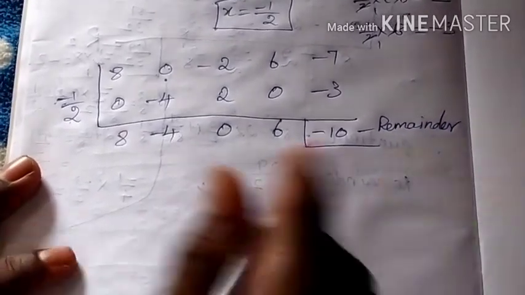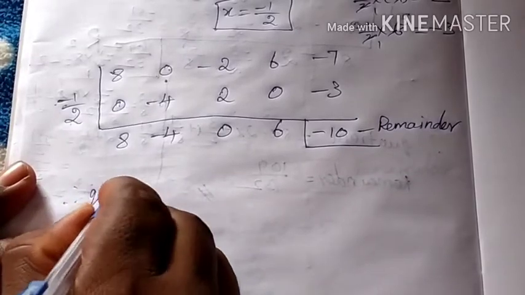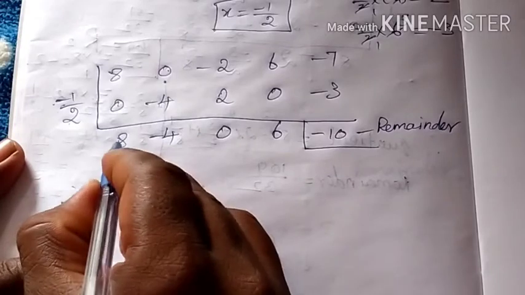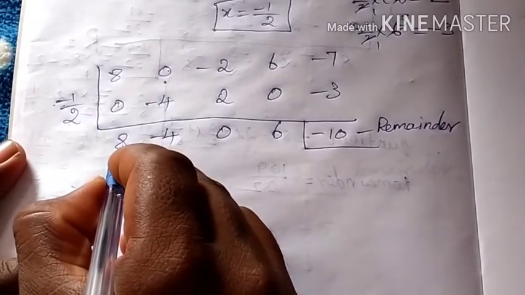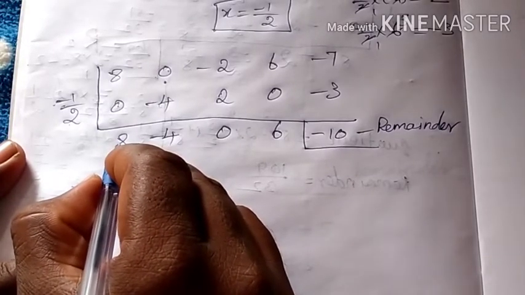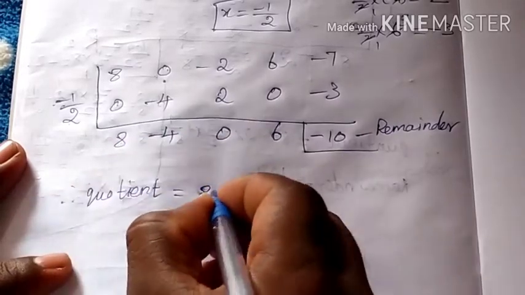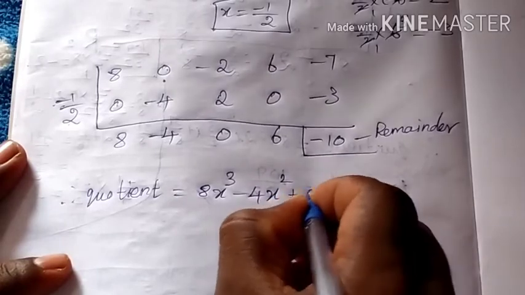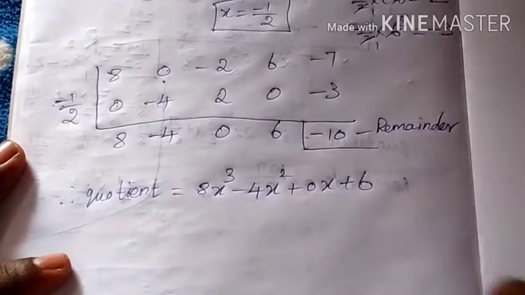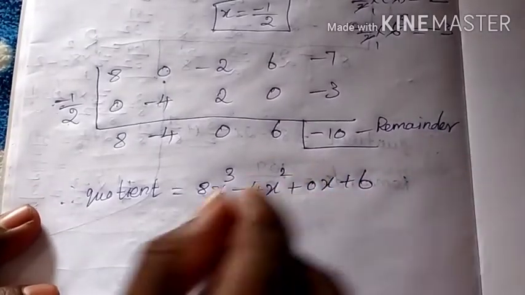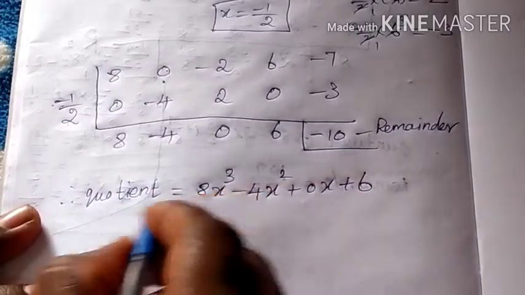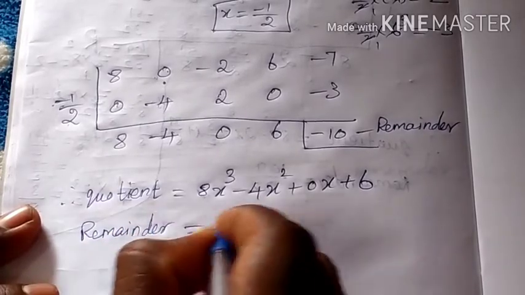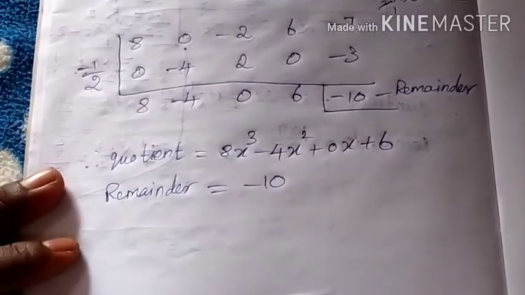Okay, the quotient. Therefore, quotient equal to, reduce the degree by one. The given polynomial has degree 4, so write the third degree: 8x cube minus 4x square plus 0x plus 6. Okay, then the remainder is equal to minus 10. Okay.